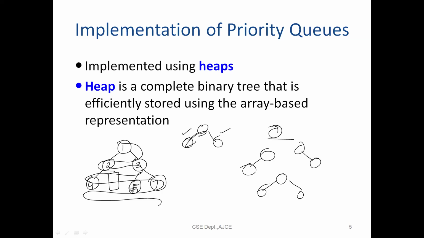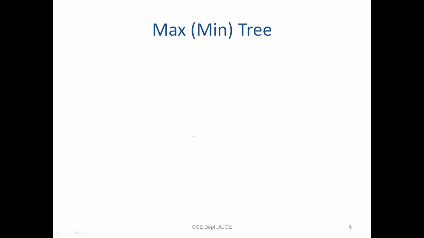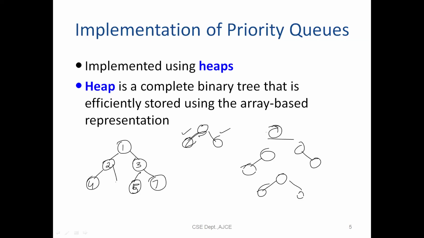The only difference is, say I'm completing this. Now after 7, I can put the 8 value here. This is also a complete binary tree because all the levels are filled. You can see every level of the tree is filled except for maybe the last level.